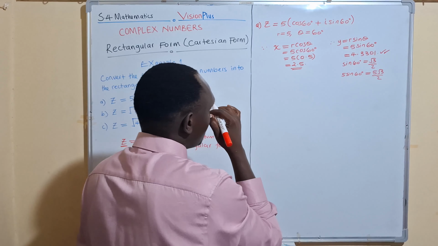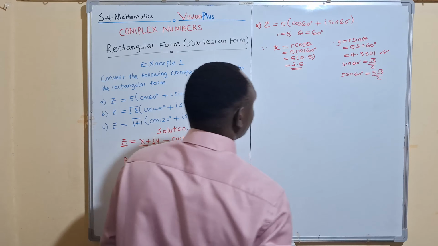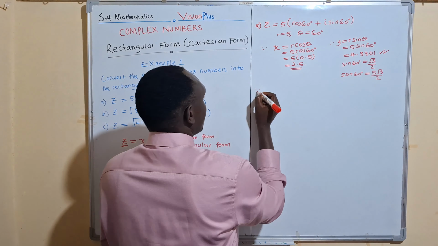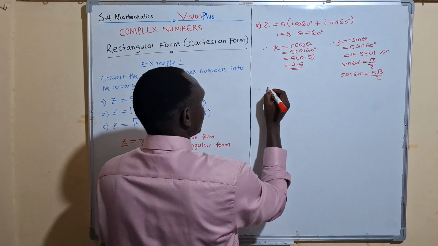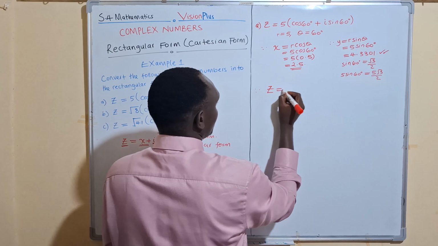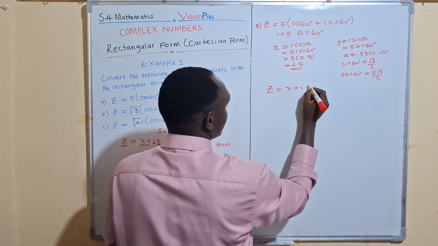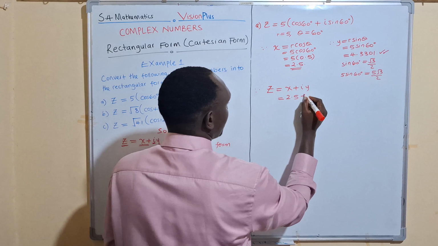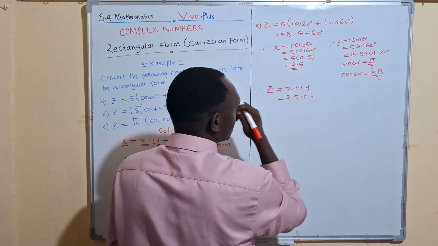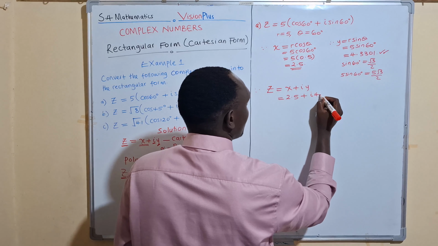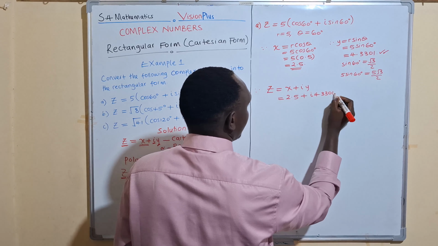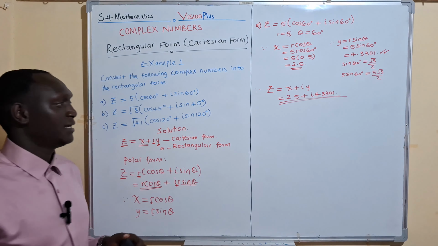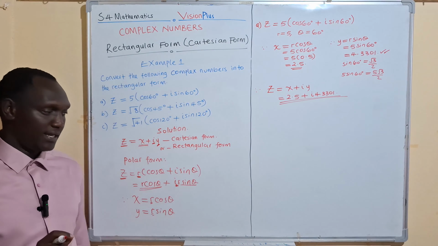It is correct. So now that we have the value of y, therefore, in the rectangular form, we shall have the complex number z, because this is the general form in the rectangular form. That means what is x? x is 2.5 plus i y. What is y? y is 4.3301. And this is the answer for part A. This one is alternative 1, which is correct.